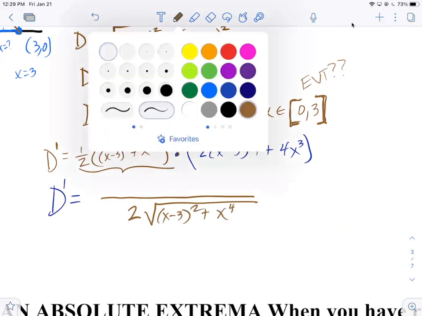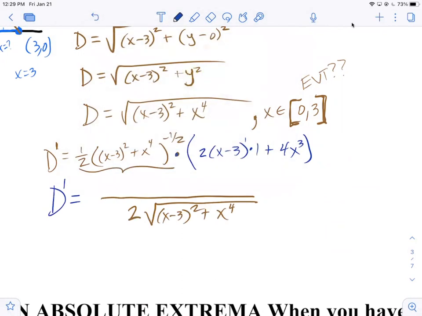Now what ends up being in the numerator? The derivative of the radicand, right? Which if I distribute is 2x minus 6 plus 4x cubed. This is the radicand derivative.